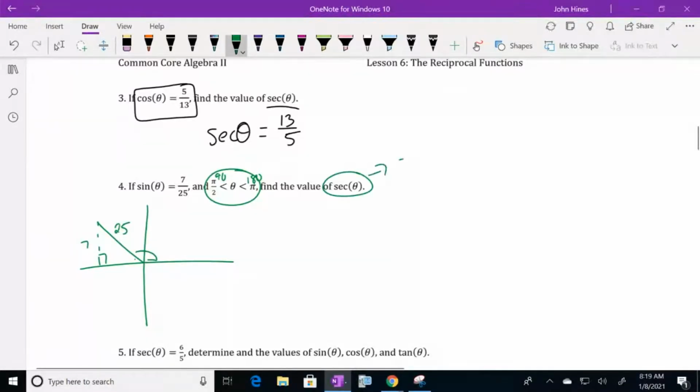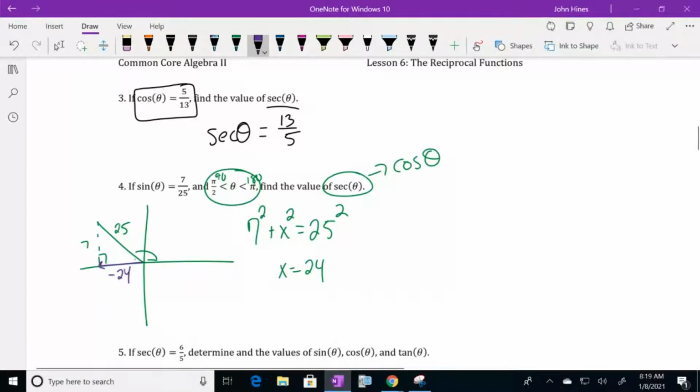Well, if I want to know secant, I better know what cosine is. So how do I find cosine? Well, I've got to do a little Pythagorean theorem. 7 squared plus x squared equals 25 squared. And to save us some time here, we're going to say x equals 24. But look at your picture. It's going in the negative direction. So it's really a negative 24.